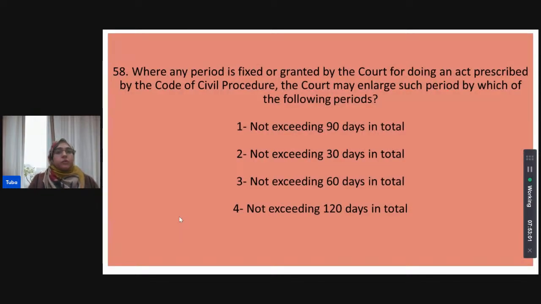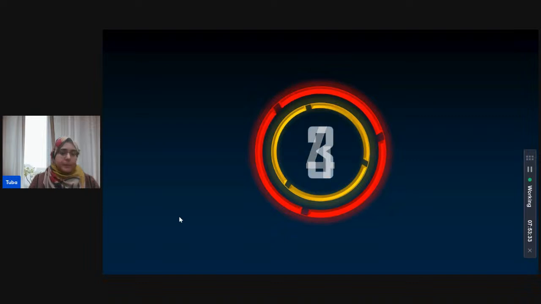Where any period is fixed or granted by the court for doing an act prescribed by the CPC, the court may enlarge such period. So, what is the general extension period allowed to the courts under CPC? Is it not exceeding 90 days in total, not exceeding 30 days in total, not exceeding 60 days in total, or not exceeding 120 days in total? What is the cap on the extension that the courts can give for civil procedures generally? I have begun your timer.